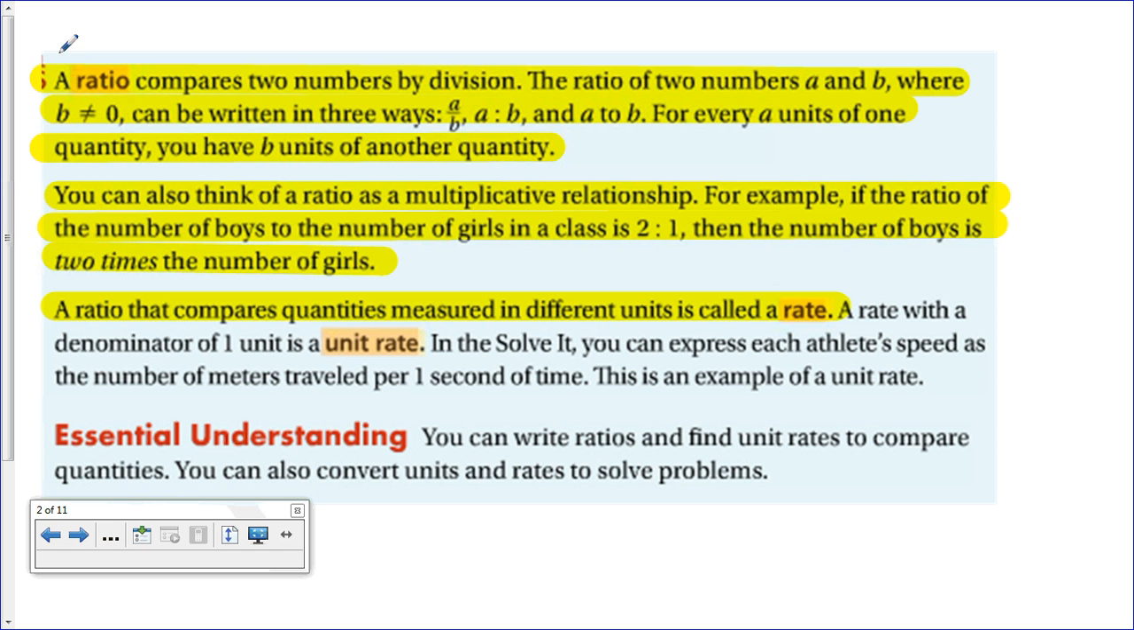I'd like you to copy everything that's highlighted right here. You will probably need to pause the video for a second and do that, so go ahead and do that right now.